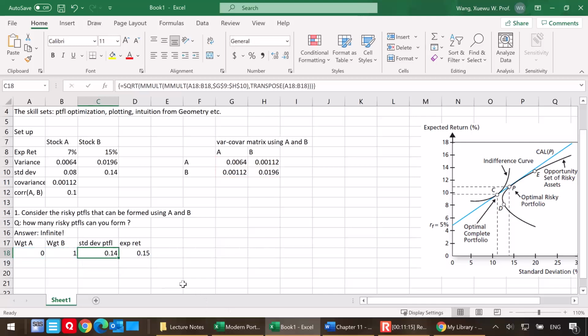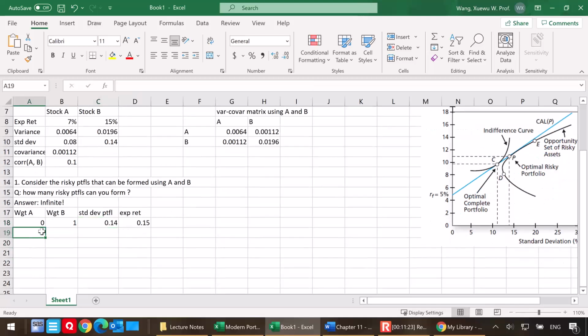So we are replicating the risk and return for stock B. This is our first portfolio. Now, is this portfolio a good portfolio? Not necessarily. You would have to define, first of all, what is a good one.